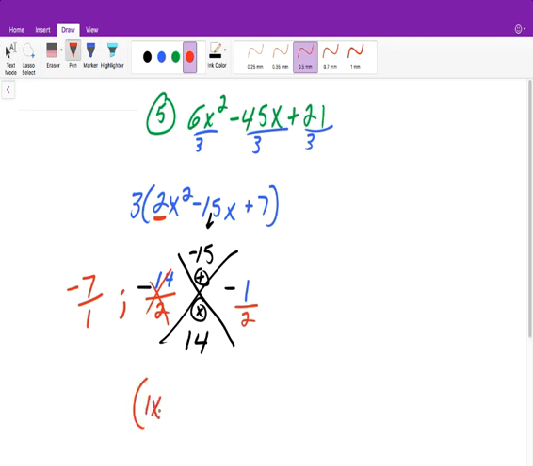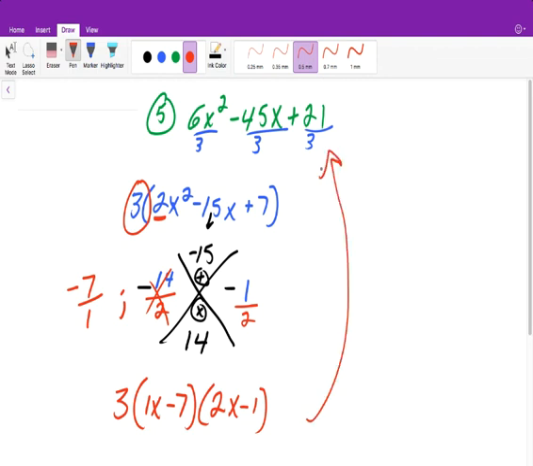So we start from the bottom. So it's 1x minus 7. We start from the bottom. So it's 2x minus 1. And then we don't forget our GCF. That needs to go out front. All right. And if you have time on your test, you can multiply all these through, and you must get back to your original problem for you to know if you did it right or wrong.